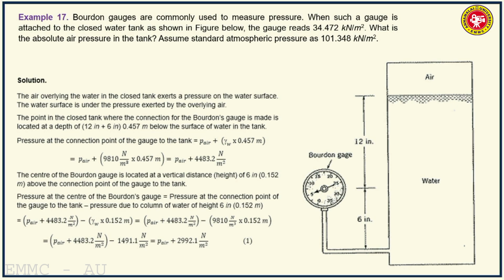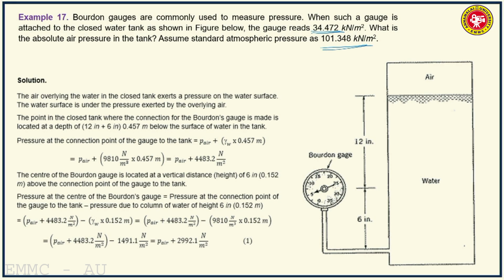So another example, Bourdon gauges are commonly used to measure pressure. The mechanical gauges which are used to measure pressure are Bourdon gauges. So when such a gauge is attached to the closed water tank as shown in figure, the gauge reads 34.472 kilonewton per meter square. What is the absolute air pressure in the tank? Assume standard atmospheric pressure as 101.348 kilonewton per meter square.